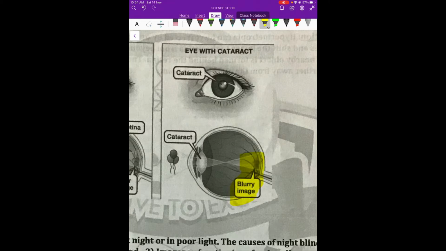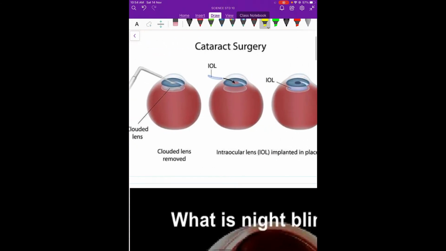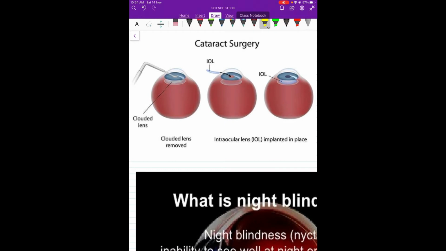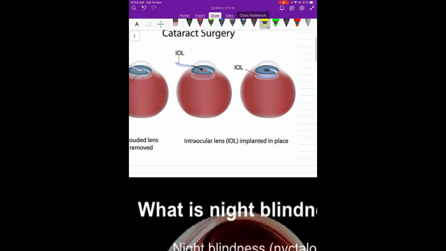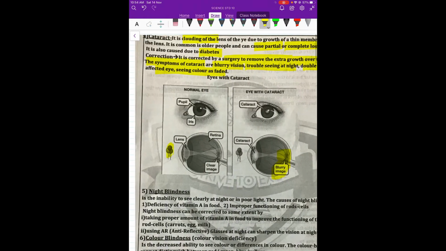This is due to the presence of a thin layer of membrane. This is a clouded lens, which is shown very clearly in this diagram. Please see this clouded lens; it is removed and an intraocular lens is implanted in that place. That is an artificial lens, but it restores the vision. So, this is what is called a cataract.